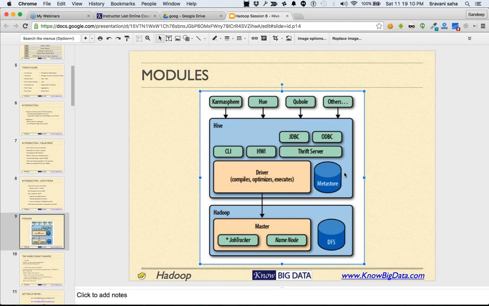Now, please note that this Metastore will be on only a single machine. That means if that machine goes down, then Hive may not be able to work. That is the only downside of Hive.